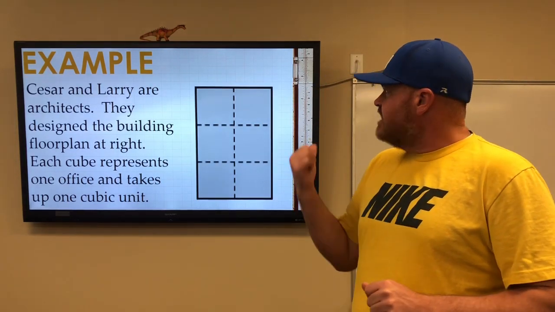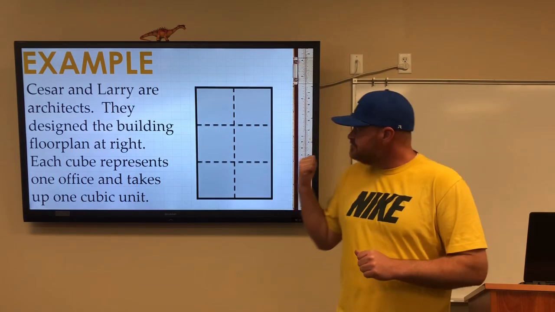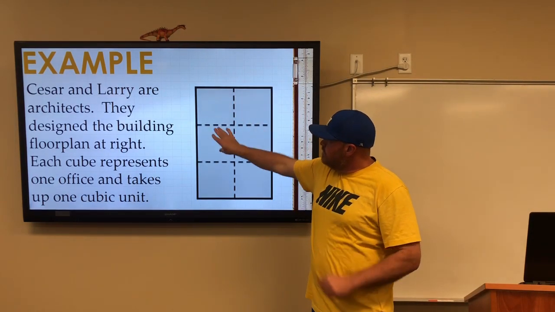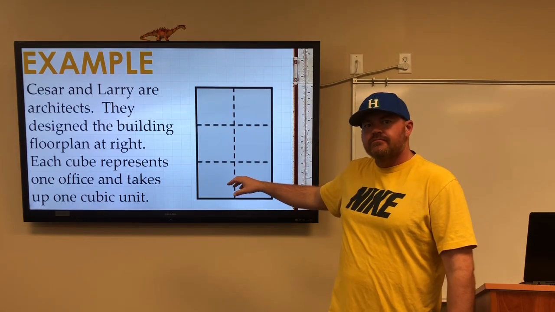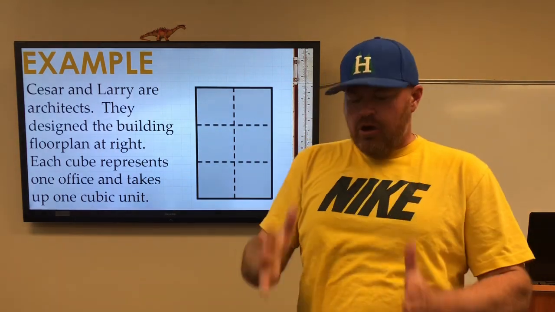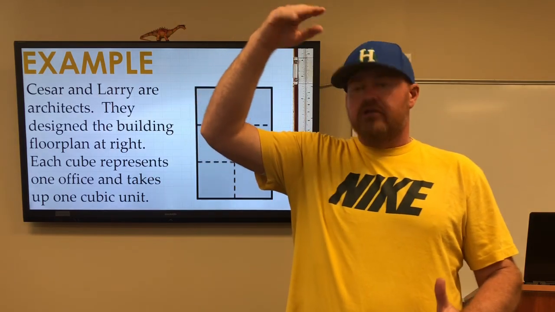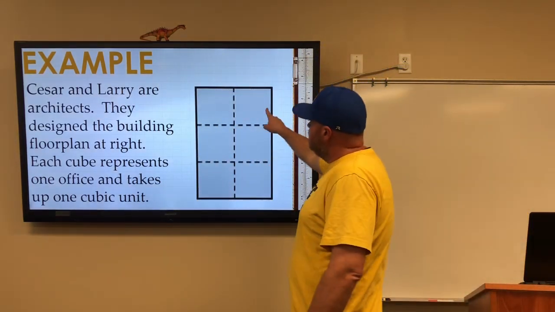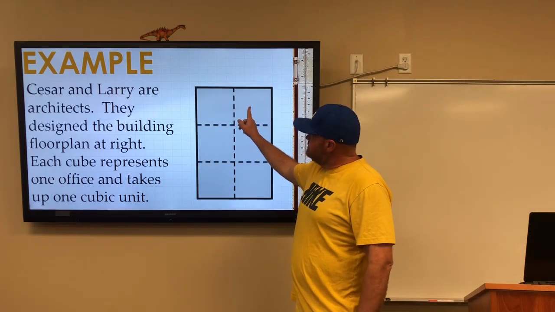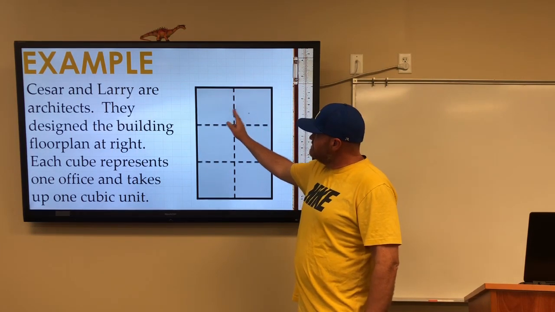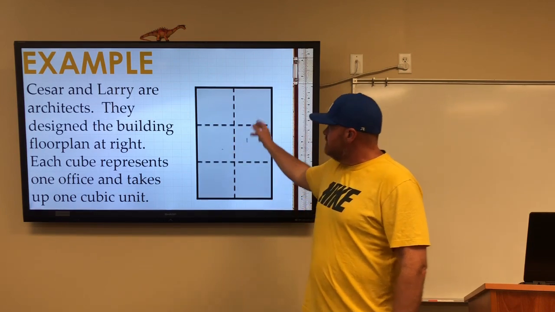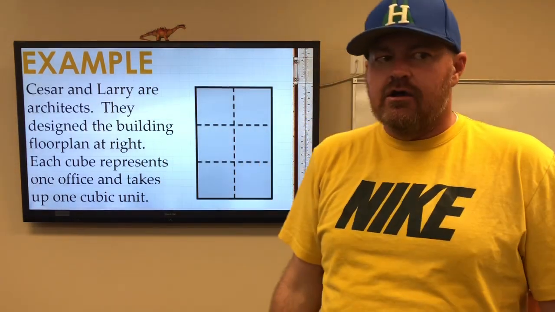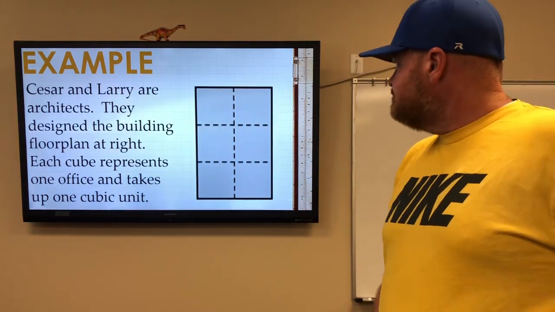And they designed a building floor plan right here. Each cube or each square represents one cubic unit, okay? So if we're looking down from the top at the floor plan from above, we can say it looks like Larry and Caesar created an office space that has 6 offices, so it's got 6 cubic units, right? Or 6 units cubed is how I could say that.